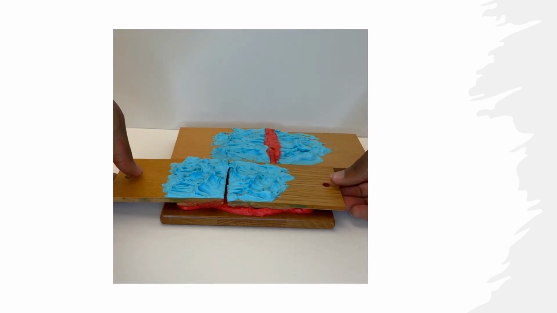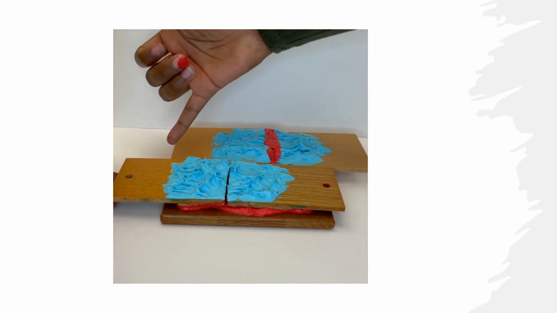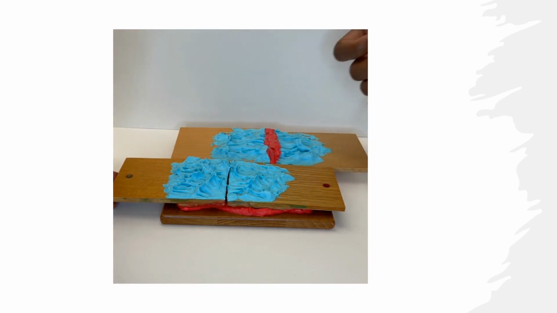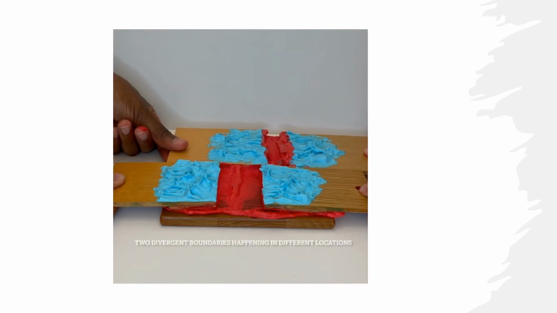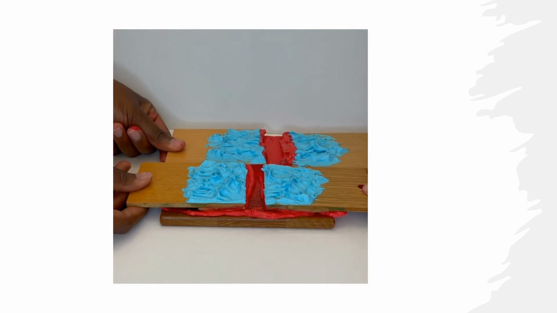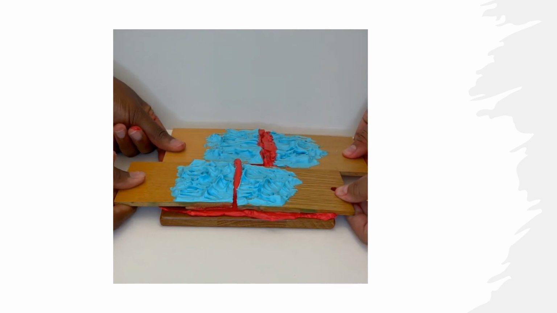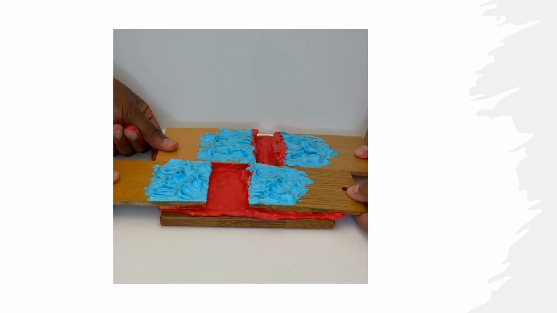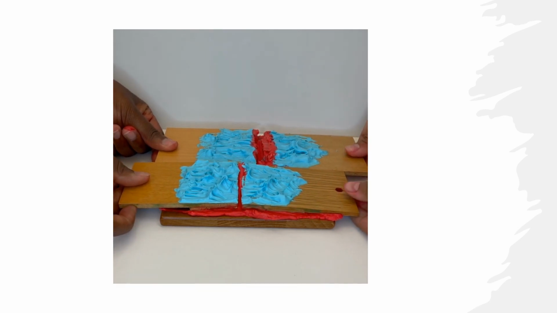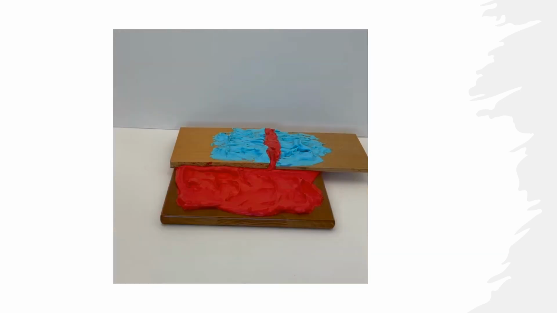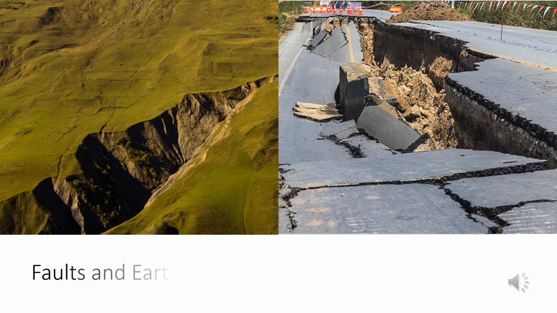Remember that the transform boundary happens between two pairs of divergent boundaries happening in different locations. The two pairs of plates grind against each other without producing or destroying lithosphere. Rubbing against one another creates friction, resulting in earthquakes along faults and plate boundaries. Here is an image of a fault and damage from an earthquake. It is evident in the photo of the damage of the earthquake that the parts of the ground slipped past each other after released tension.